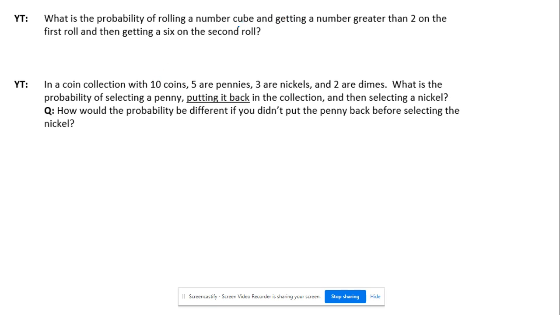Okay, probability of rolling a number cube and getting a number greater than 2, that'd be a 3, 4, 5, or 6. So that's a 4 out of 6, times getting a 6 is a 1 out of 6, which gave me 4 out of 36, which is 1/9. So if you had an answer of 1/9, that's great.